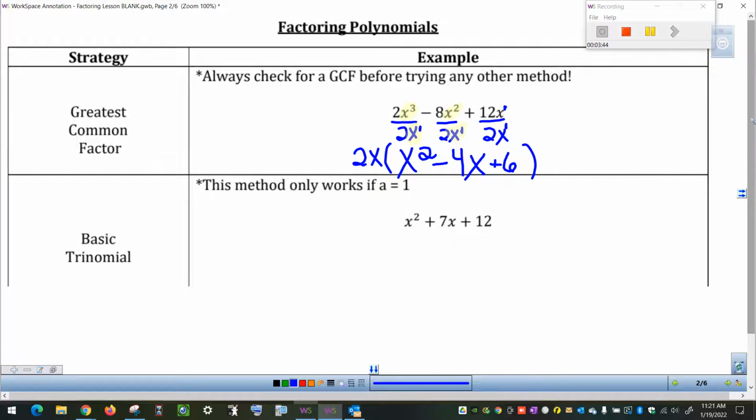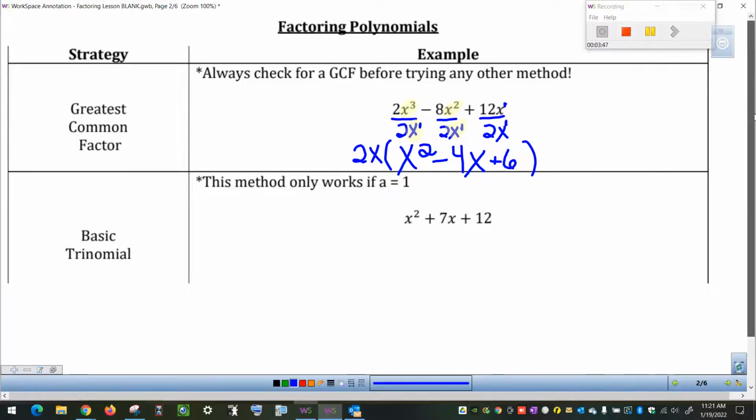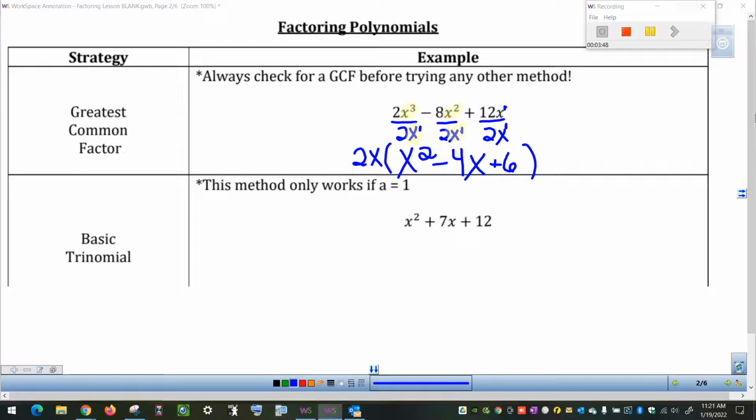All right, second method. This one should look and feel very familiar. This is our basic trinomial. Notice it is a trinomial because it has 3 terms. We say if a is 1, meaning the number out in front of the x squared part is just a positive 1, and a lot of times it's invisible, that's where we can think about using this basic trinomial method.